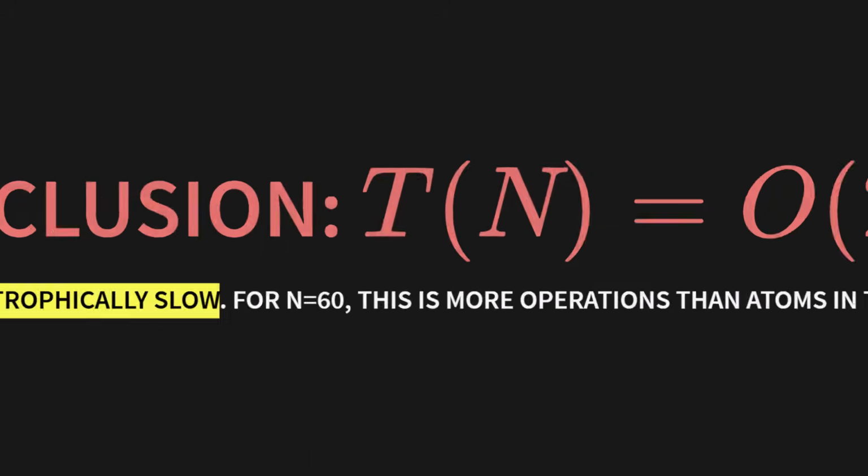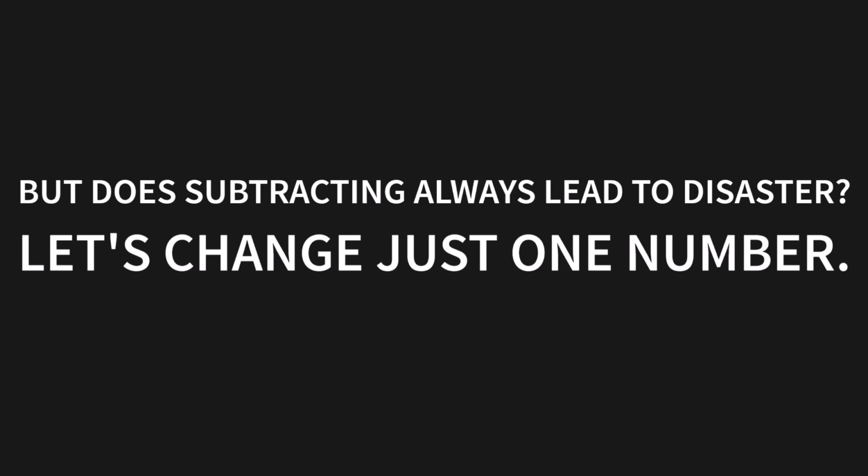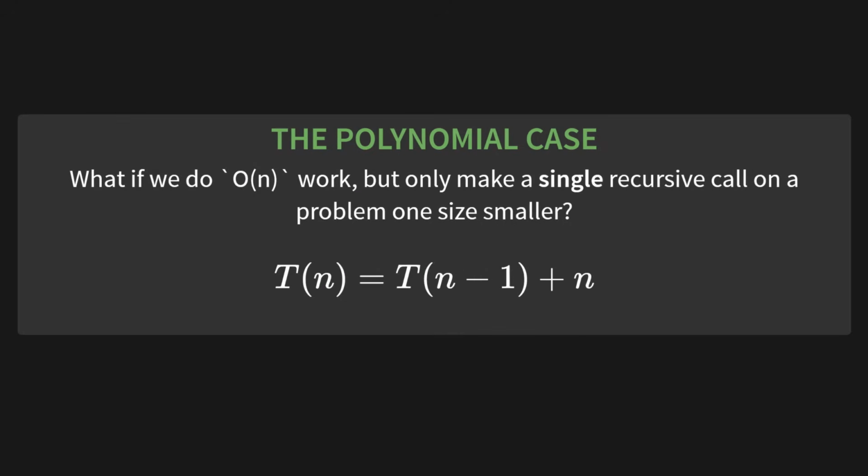But does subtracting always lead to disaster? Let's change just one number and see what happens. Welcome to the polynomial case. What if we do O of n work at each step, but we only make a single recursive call on a problem one size smaller? The recurrence now is T of n equals T of n minus 1 plus n.